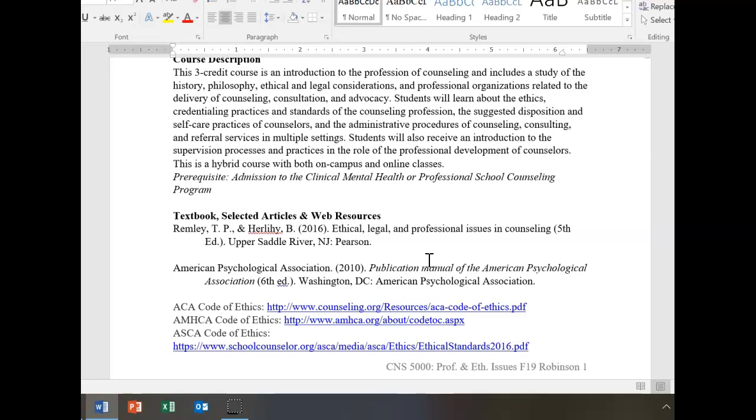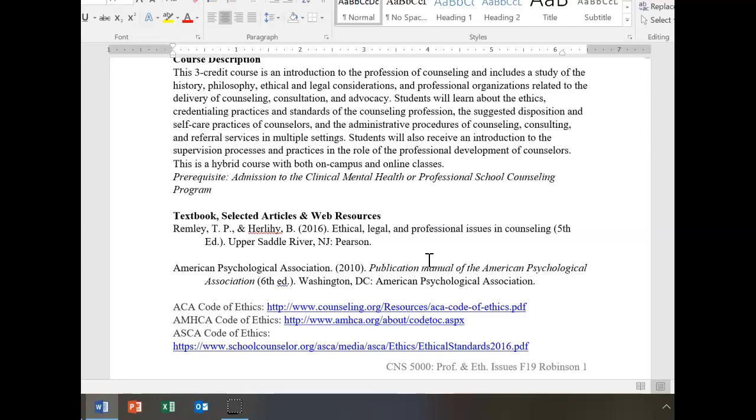You need Remley and Herlihy's Ethical, Legal, and Professional Issues in Counseling. This is a great book. I'm a little bit biased. Dr. Remley was my dissertation chair and a great mentor of mine, and Dr. Herlihy and I have spoken professionally on many occasions, and so I really like this textbook, and I like the folks that have written it.